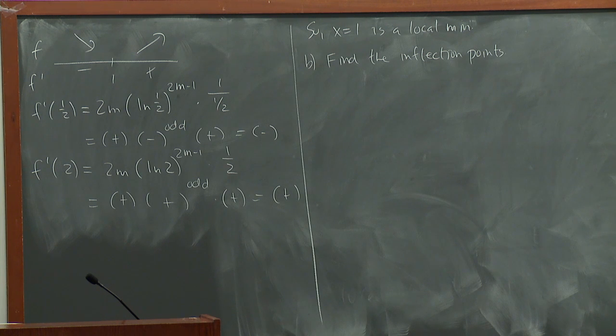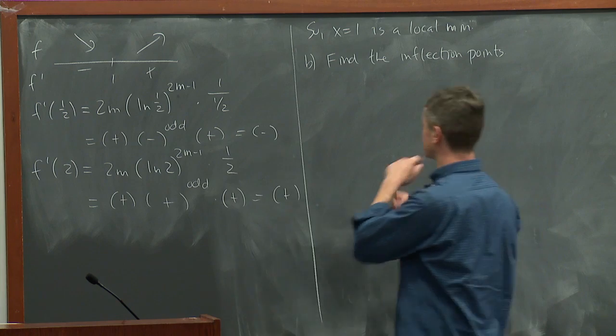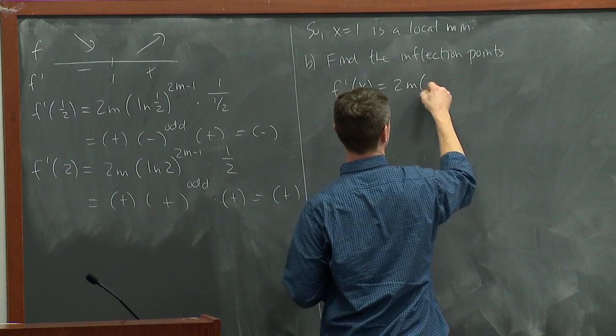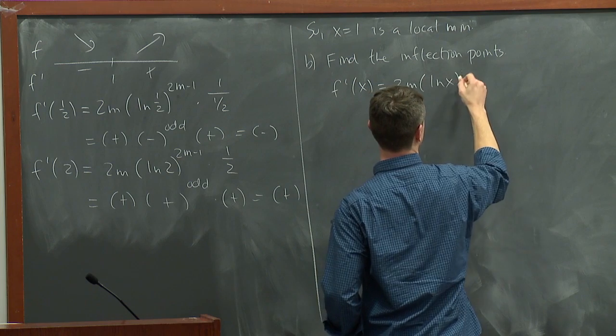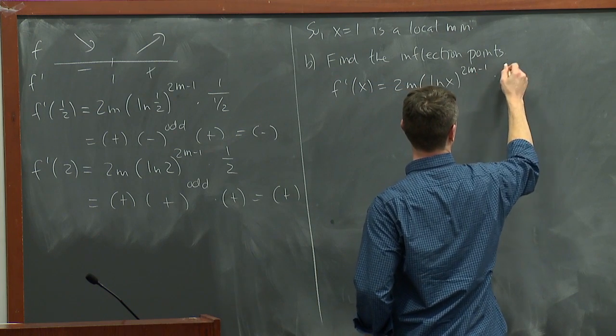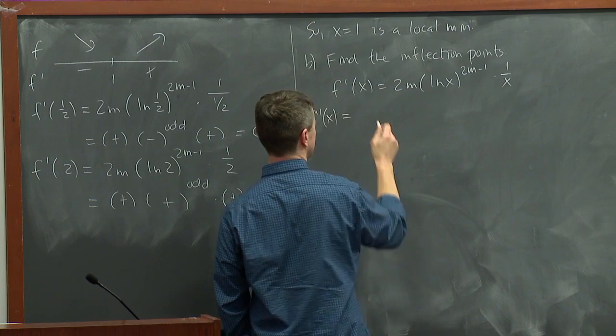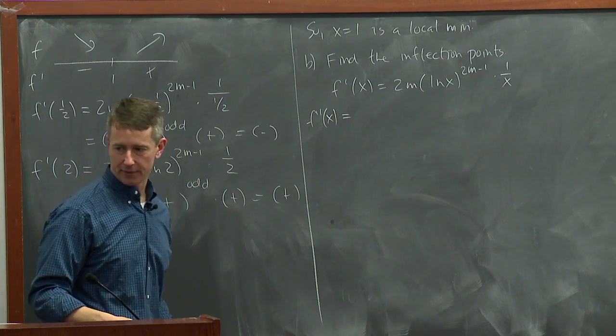Ready for the inflection points? Let's just remind ourselves of what f prime was. f prime of x was 2m ln of x to the 2m minus 1 times 1 over x. What rule or rules will we need for this derivative?